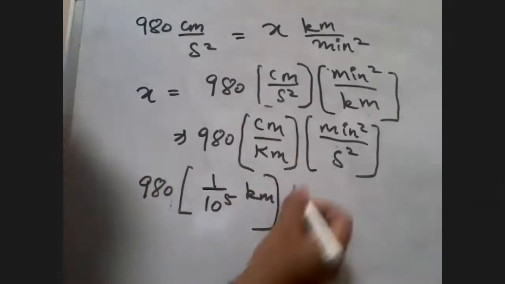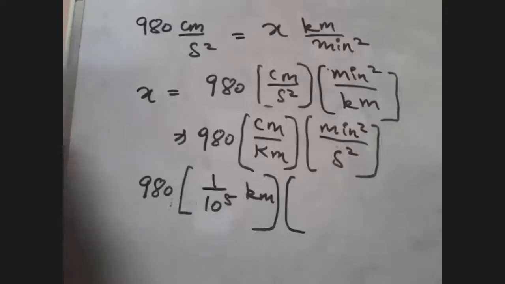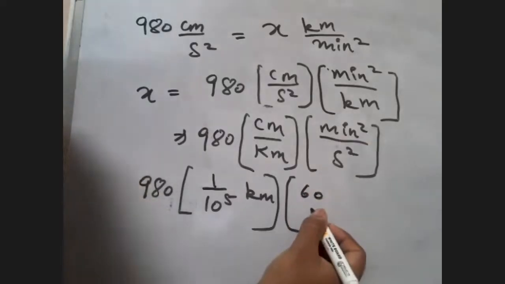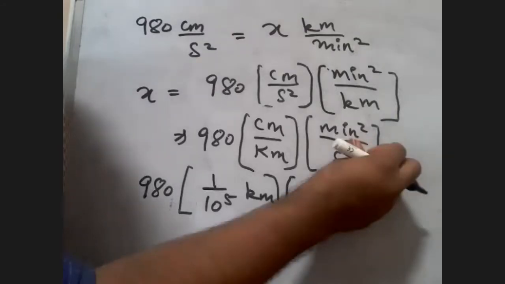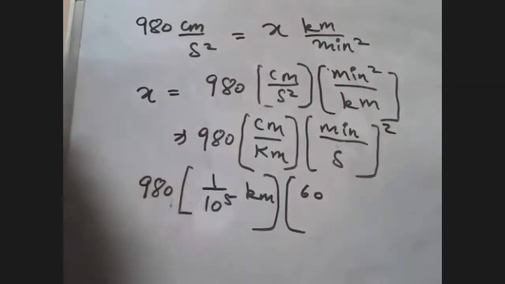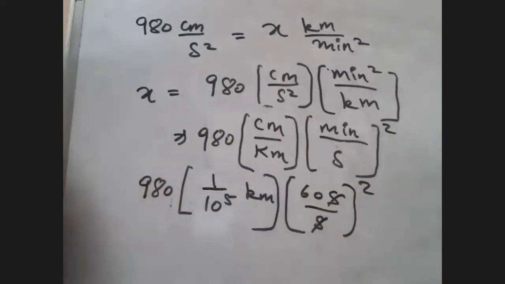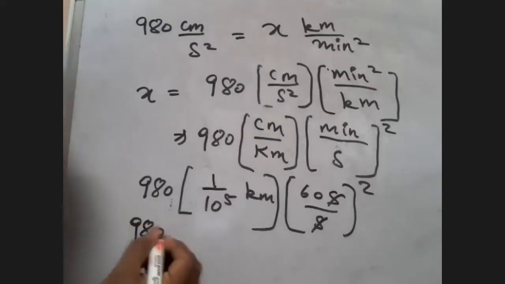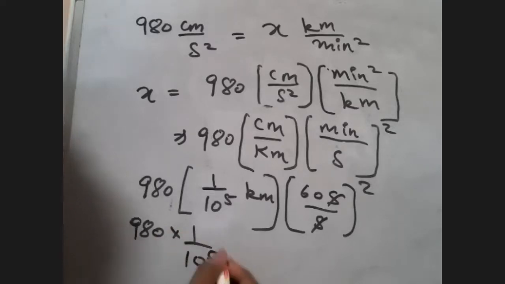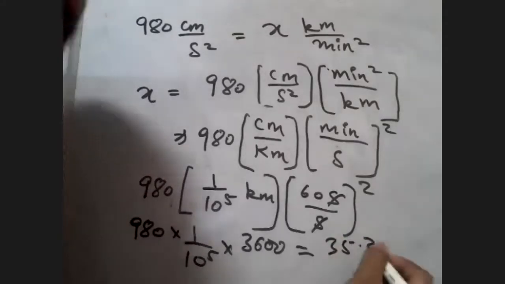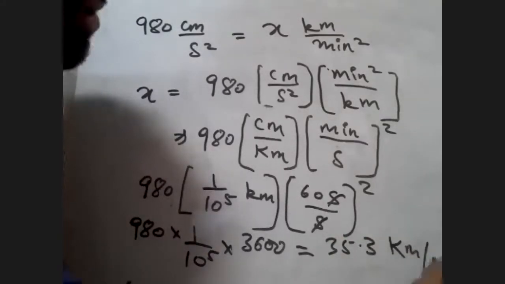Okay, convert it. And how much will this be? How much is 1 minute equal to? How many seconds? 60 seconds. So I can write 3600. Yeah, I can write 60 since it is square here. Students, take the square outside. 60 seconds upon seconds. This seconds and seconds anyway it gets cut. The square is there. 60 into 60 is 3600. Yes or no? So you can solve this problem. 980 into 1 upon 10 raised to 5 into 3600 also will give me the same thing, 35.3 kilometers per minute square, sorry.